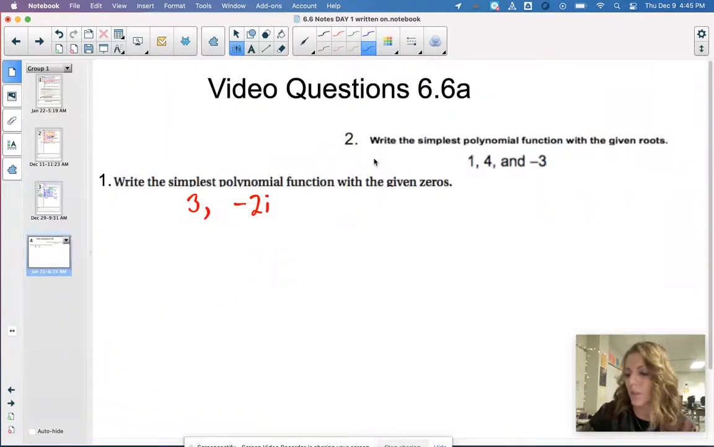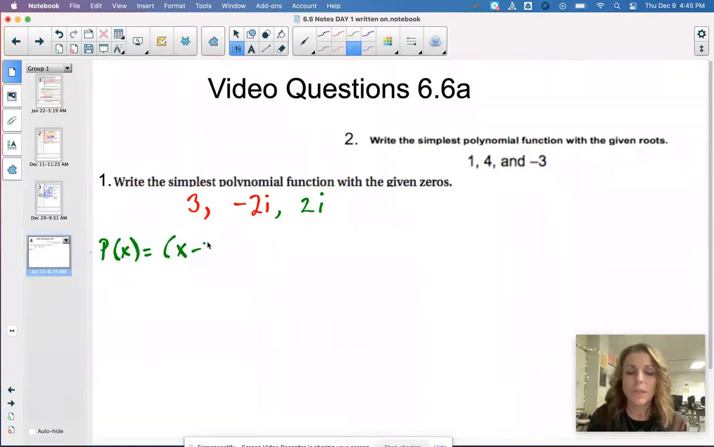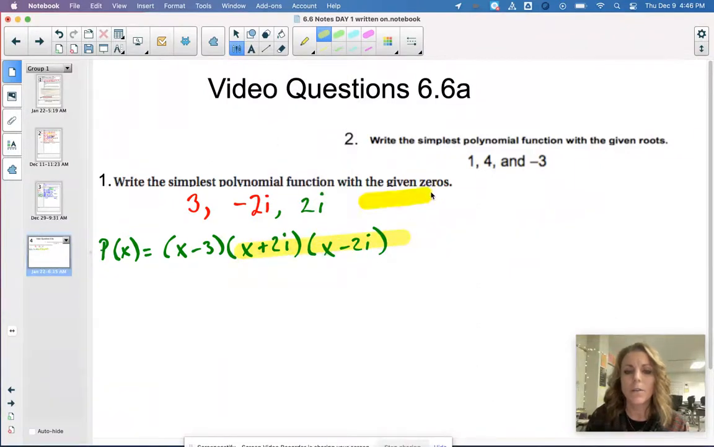And here's our video questions. Write the simplest polynomial function with the given roots. These are the real zeros. And write the simplest polynomial function with the given zeros. We have a real and we have a non-real. So recall, if it's a negative 2i, we also need a positive 2i. We only do that with complex roots. So if we set this up, x minus 3, x minus a minus 2i is x plus 2i, and x minus 2i. And what I suggest you do is FOIL these first. And remember that i squared is negative 1.